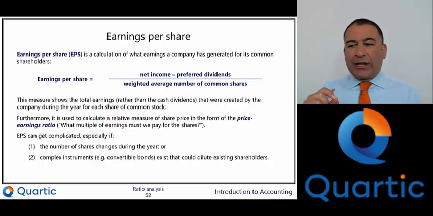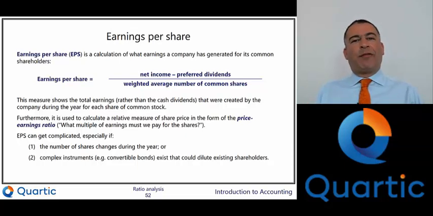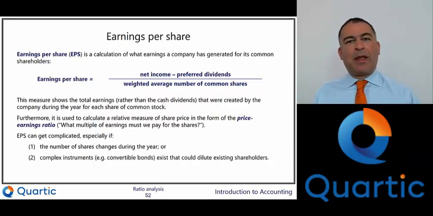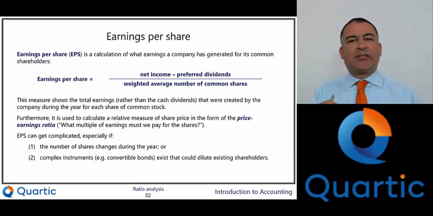Now, the calculation is roughly as shown on the screen. So it's your profit divided by number of shares that the company's got. So if you're going to work this out, you've got to think about what complications there could be. One complication is what if there are preferred shares? Now, we're doing this from a common shareholder's perspective.